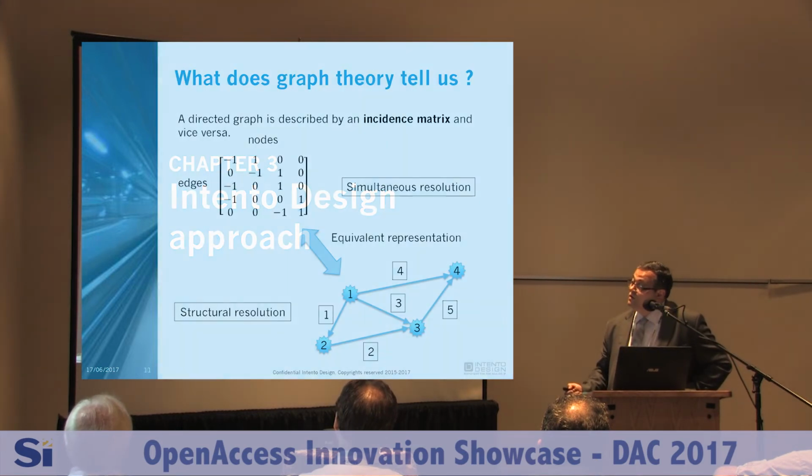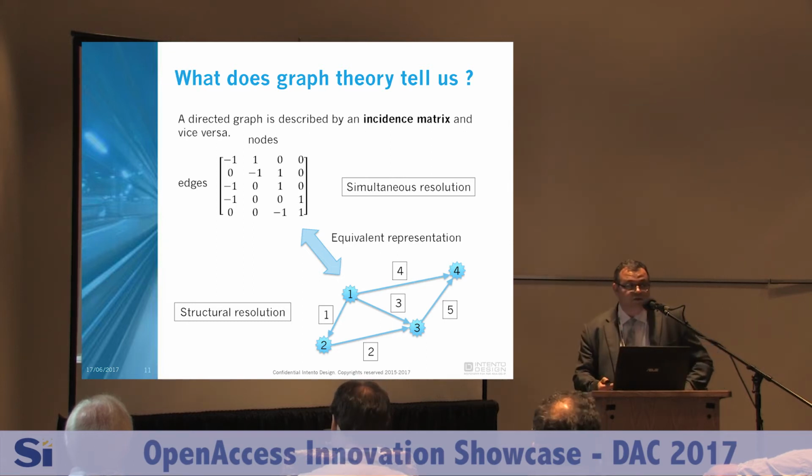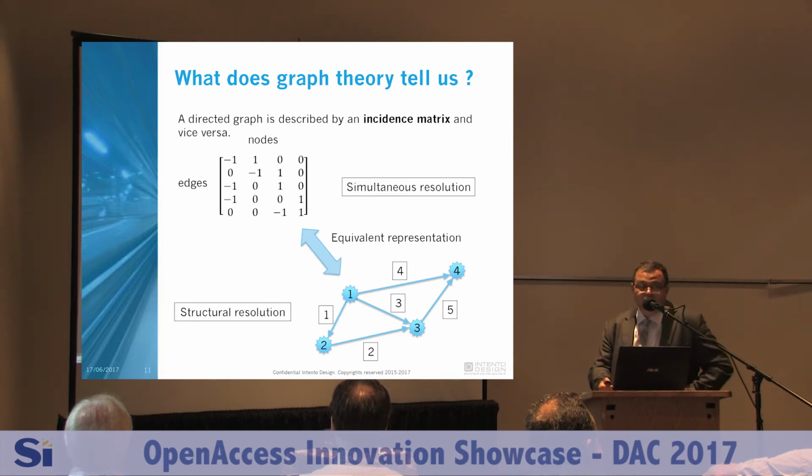So let's see how it works. There is a mindset shift a little bit in this approach because simulation-based optimization tools are using simulators, but simulators deal with matrices. It means that they are doing simultaneous resolution. So if you have an amplifier with 30 nodes, we have 900 elements to compute at each step, each iteration, which is a lot of computations.